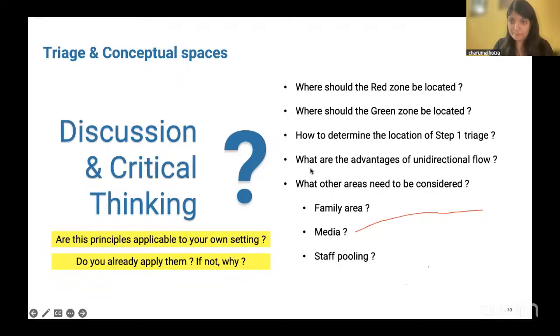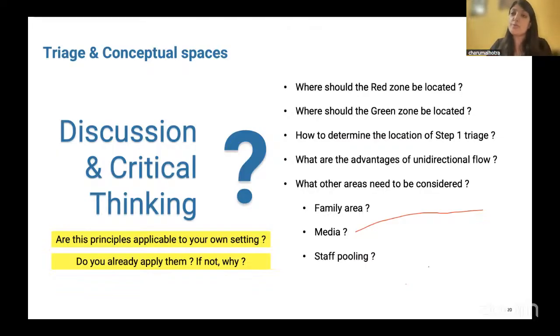Now, the most important thing to maintain during a mass casualty, while we are locating our green zones and red zones, is a unidirectional flow. There should be no crossover. There should be a separate entry and exit, and the entry of patients of the red zone and the entry of patients of the green zone should not mix at any point.